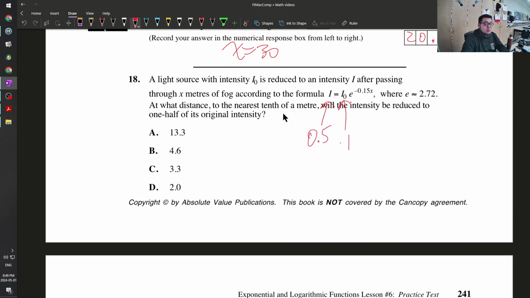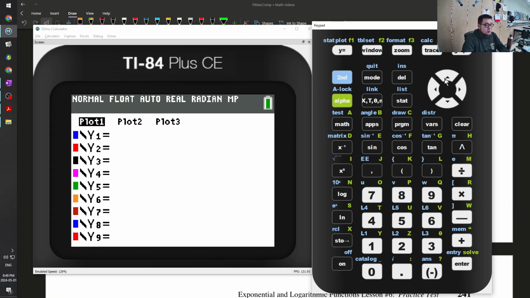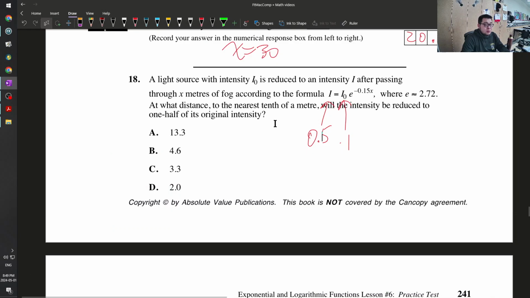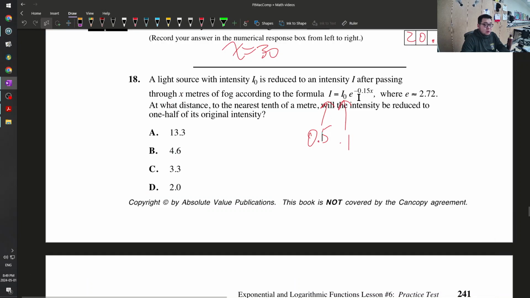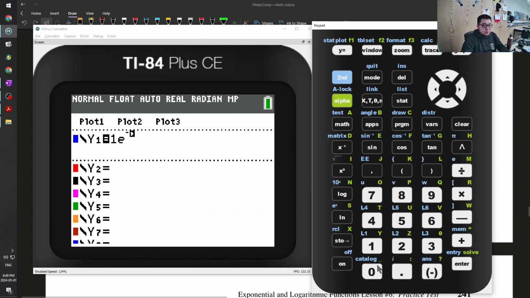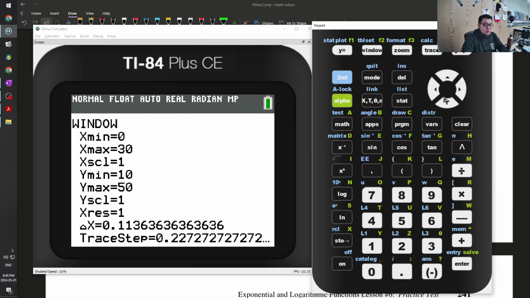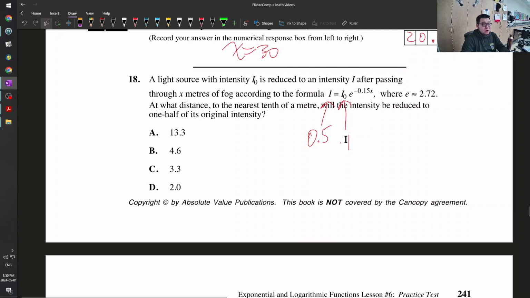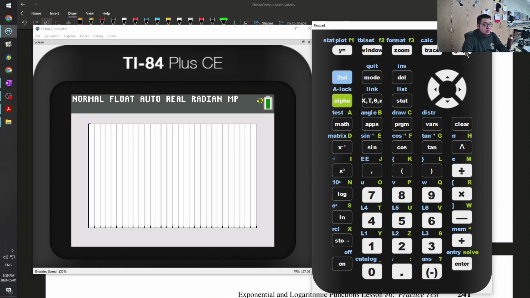So I'll just type this into my graph. I don't need plot 1 anymore, so I make sure I disable it. Now I'm going to say 1 times e to the power of negative 0.15x is equal to 0.5. So what's my window look like? My y max is biggest at 1 because it will be decreasing, so I'll just say y max equal 1. See what it looks like.